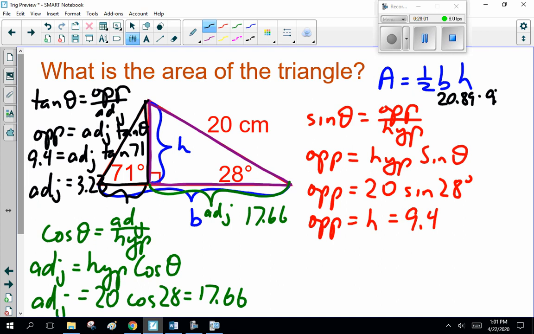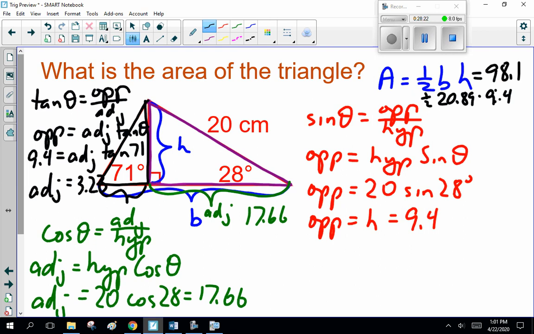The height is 9.3894. Use the exact values in your calculator. I'm getting annoyed with you. All right. One half times base times height gives me 98.08 or 98.1.